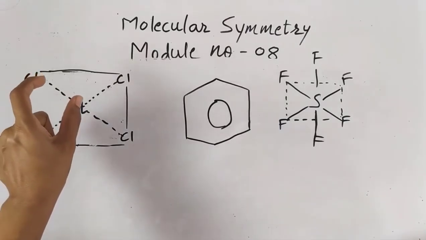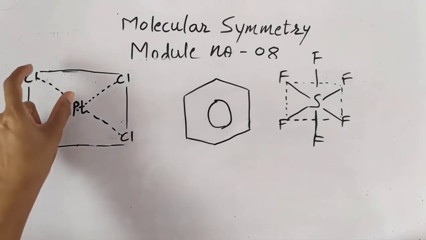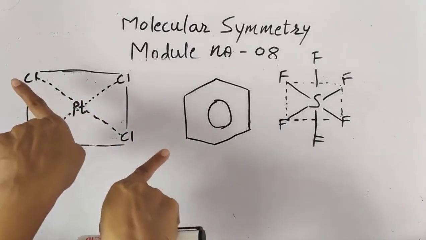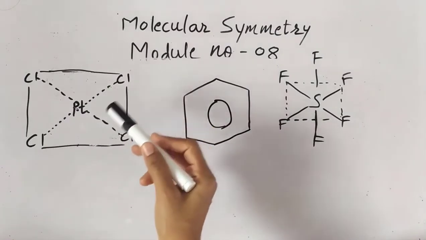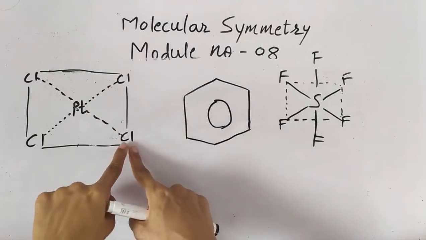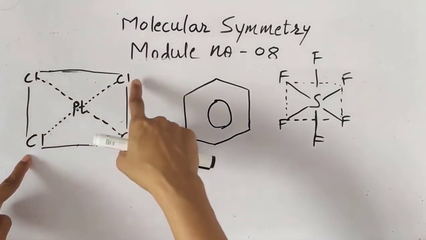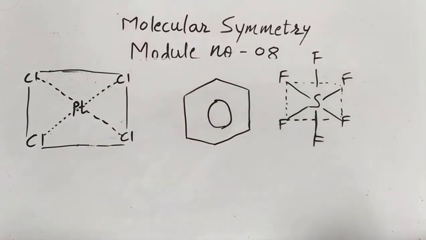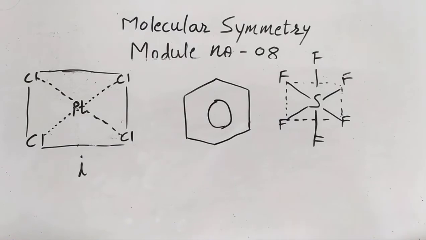So these two chlorine atoms are present at equidistance and in the opposite direction. Again and again I am telling you, these are the two most important words: equidistance and opposite direction. And another important thing was what? It should happen with all the atoms. Now opposite to this chlorine atom you have this chlorine atom, and opposite to this chlorine atom you have this chlorine atom. So what can we say? The PtCl4 molecule possesses I, that is, a center of inversion.